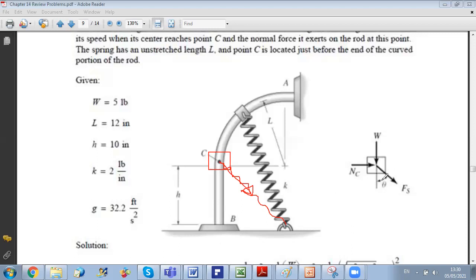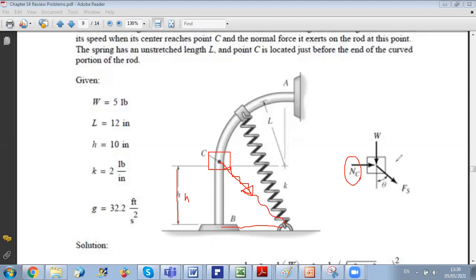I can find it simply by using geometry, because we know that this distance is h. We know that this distance, let's say, is L. So we can calculate the angle theta if needed. Now let us try to think together. The problem is to find the normal reaction at C. To find this normal, we should write Newton's law.